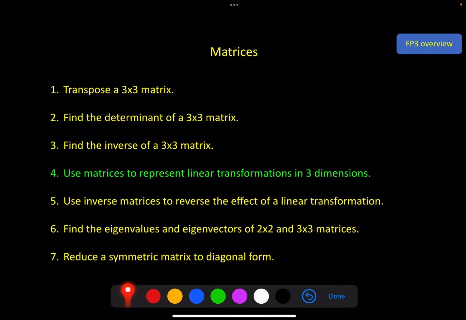In this video, we're going to use matrices to represent linear transformations in 3 dimensions. And at the end of the video, we will also tag on this one here, because after you've done this, this is quite quick to look at.